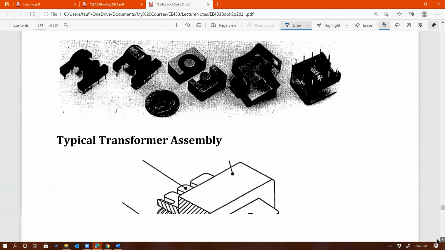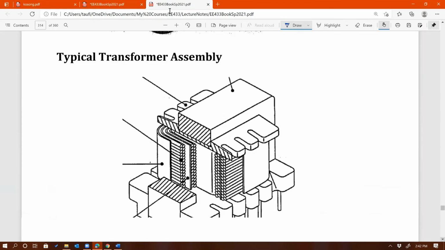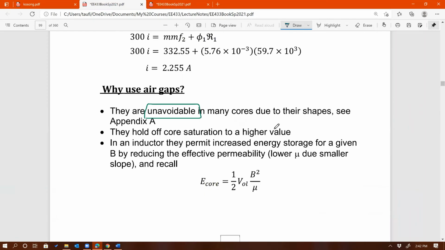Okay, I think that should be enough examples for you to know the reason why you learn about air gaps. Because again, it is unavoidable when you make an inductor or transformer to have air gaps.